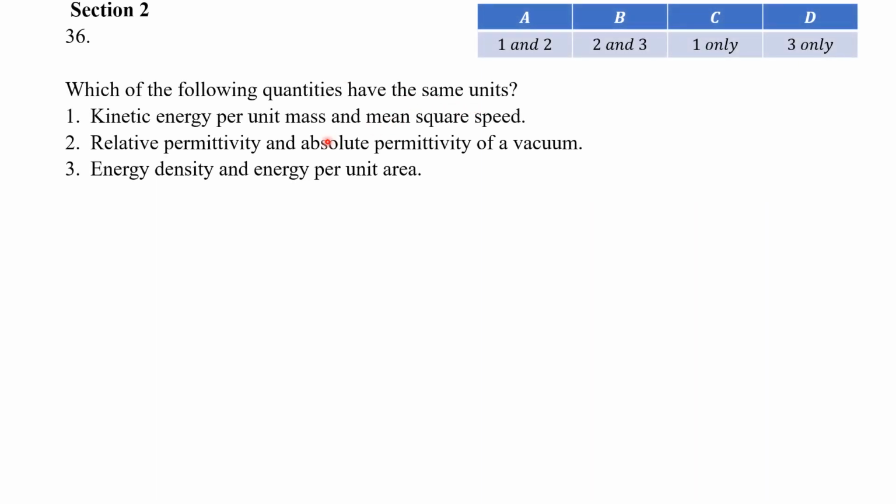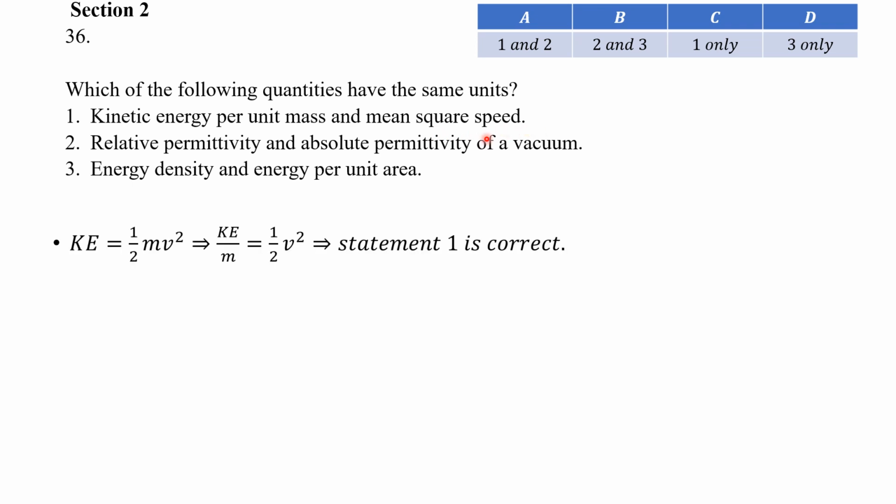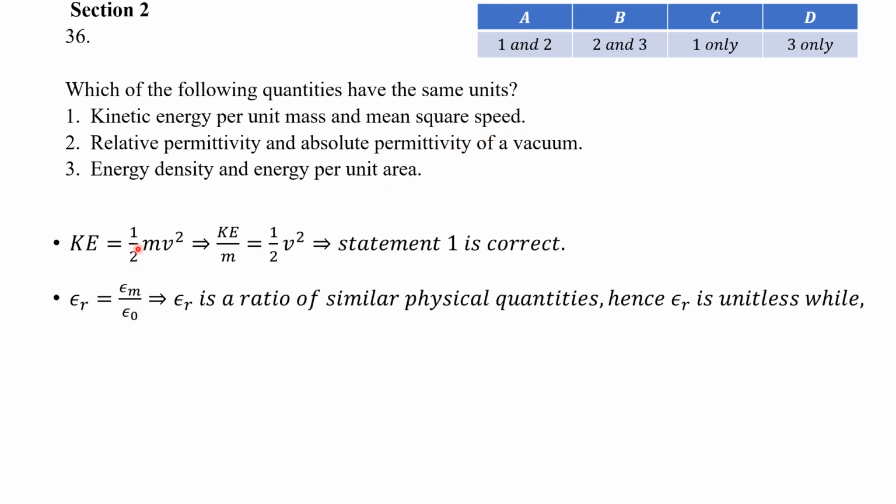Which quantities have the same units? Well, one: kinetic energy per unit mass and mean square speed. Let's look at it. Kinetic energy has v squared, right? Kinetic energy per unit mass means that we'll have half v squared left. So kinetic energy per unit mass has the same unit as the square of the velocity, or mean square speed, correct? So statement 1 is correct.